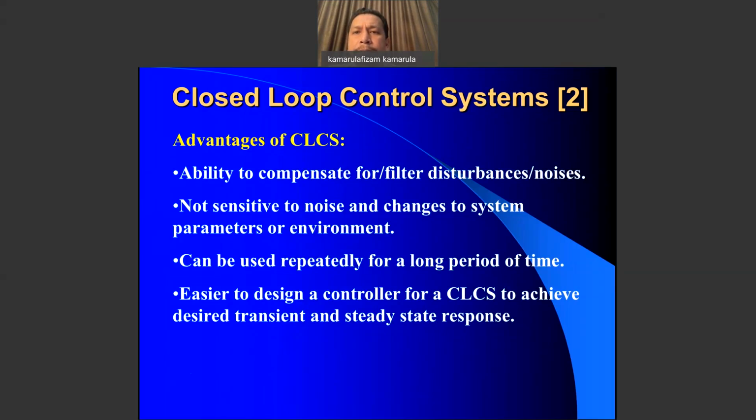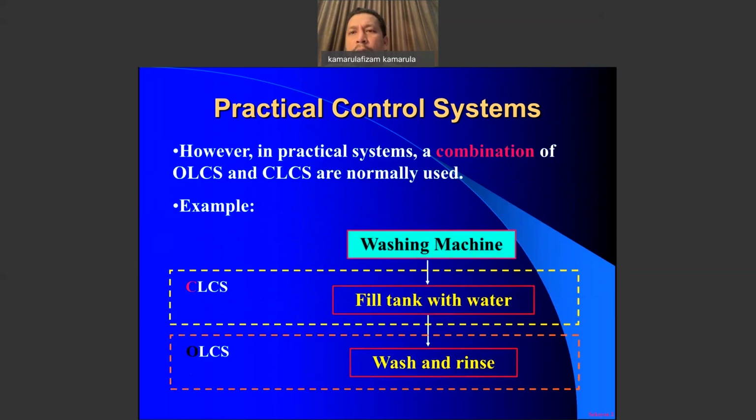Okay, for example, here we have a washing machine. You can see in the washing machine, you have two processes that involve filling the tank with water and then wash and rinse. So filling the tank with water is a closed loop system because the system keeps on monitoring the water level until the water level is reached. Then the water filling operation will be stopped.